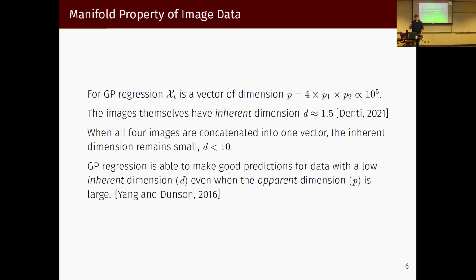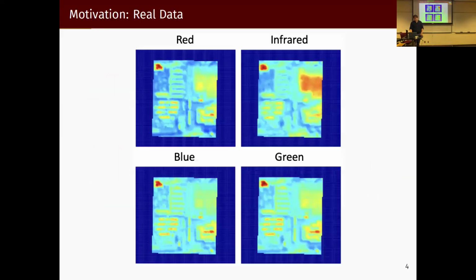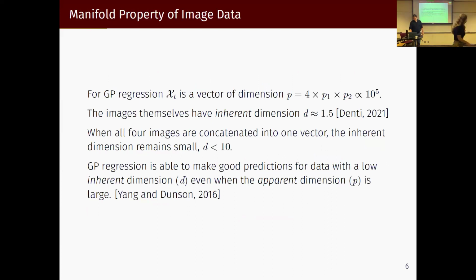But the images themselves have an inherent dimension, which is really small, right? So I'm going to go back. If you look at these, they're kind of topographic maps. They're smoothly varying surfaces. Even when they're blown up into huge vectors, they're still containing that information. So we estimate the inherent dimension using the R package intrinsic, which has these methods that I don't go into here, but I cite if you're interested. And the inherent dimension is like 1.5 for each of the images.